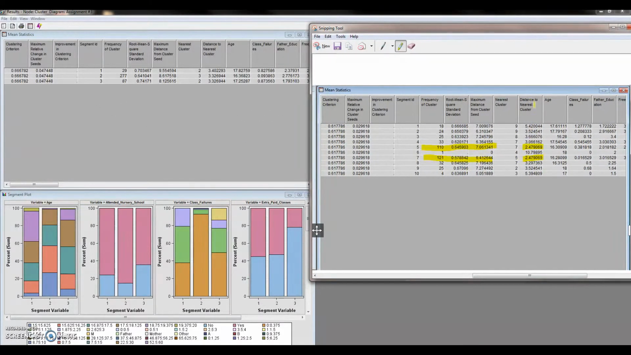The distance to the nearest cluster where there are 10 clusters was 2.47, which is down from 3.32 in the 3 cluster example. Another metric we can look at is the maximum distance from the cluster seed, which in the 3 cluster example was 8.6, and in the 10 cluster this fell somewhere between 6.5 and 7.